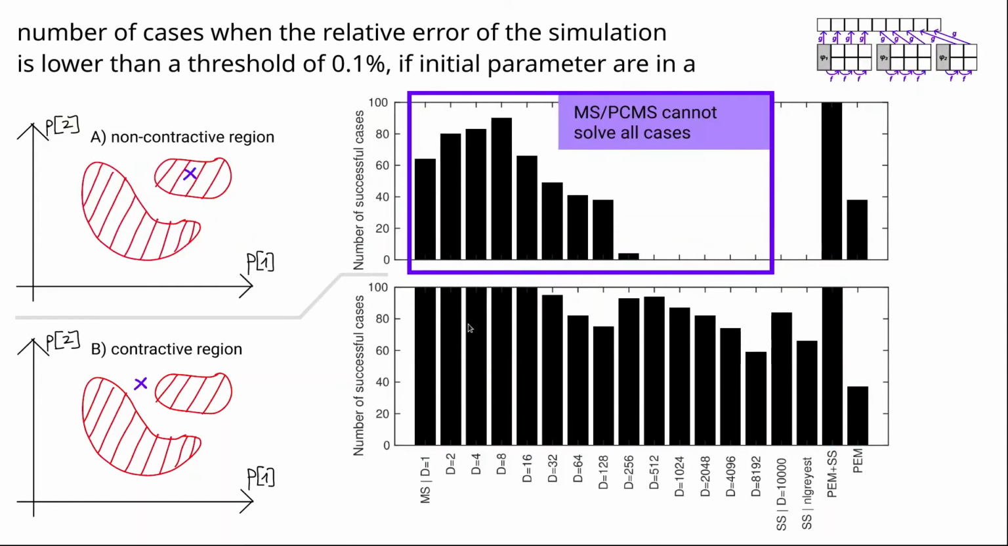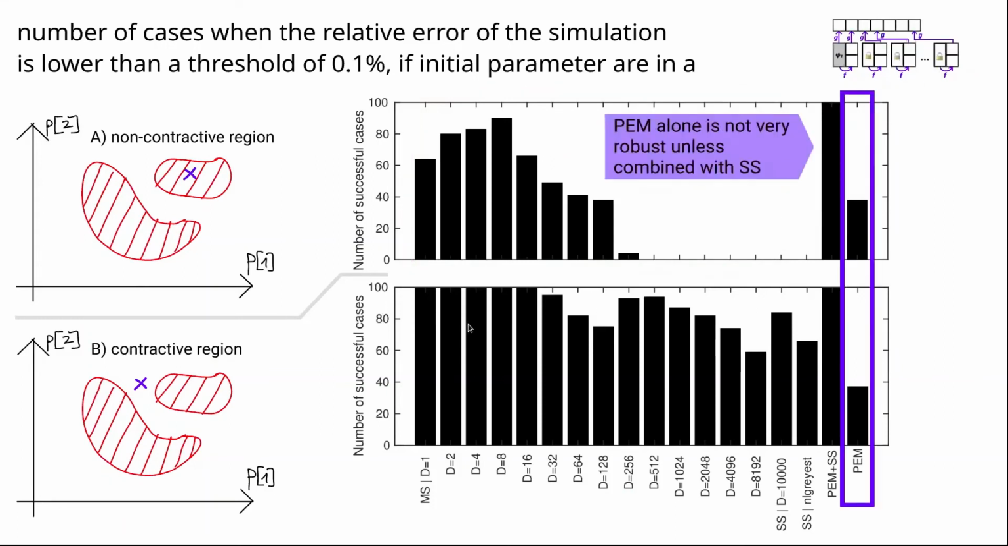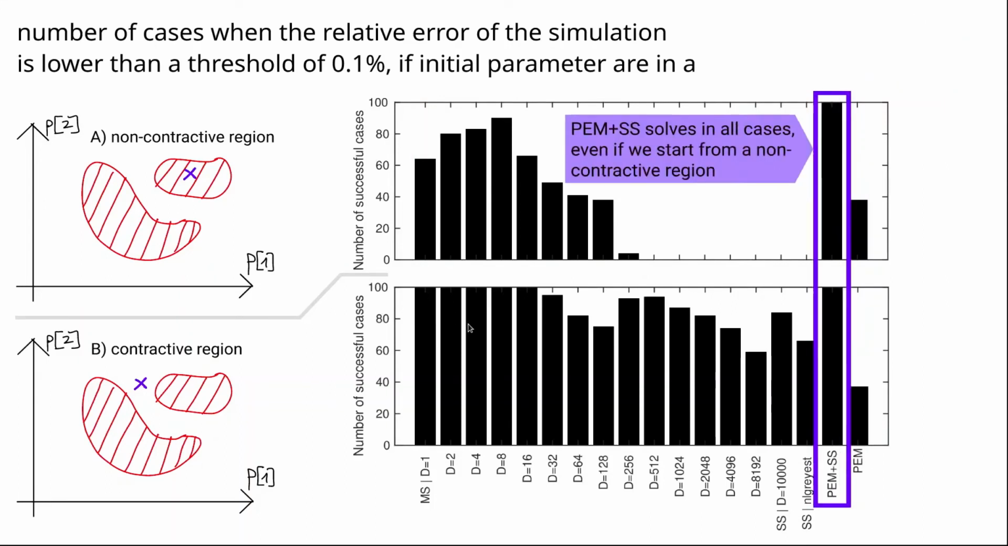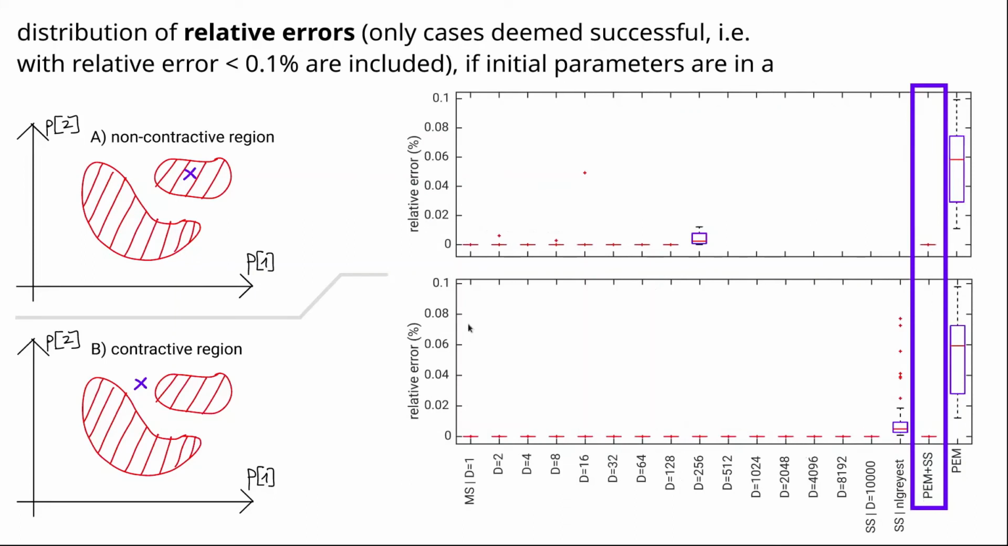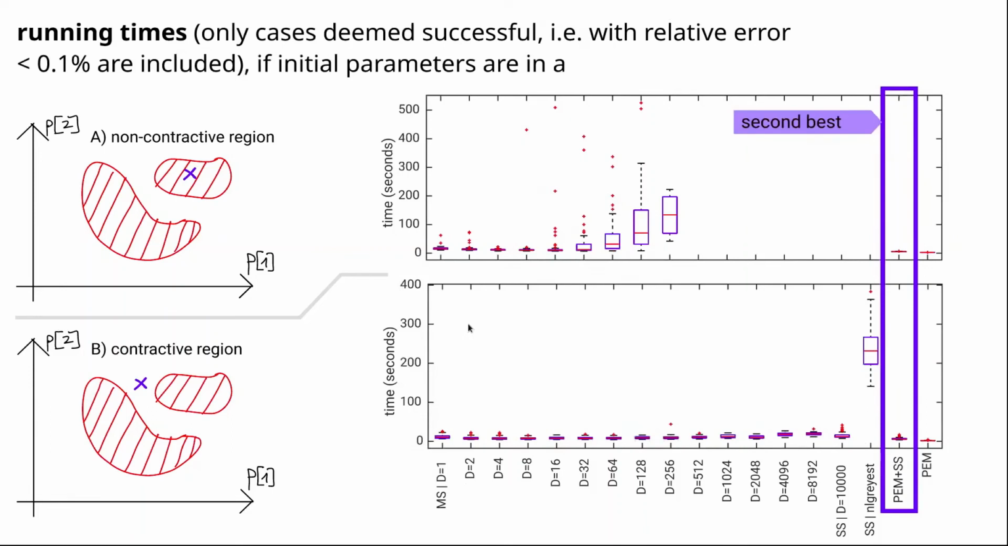And what we can see is that the multiple shooting type methods cannot solve all the cases. On the other hand, PEM alone is not very robust unless combined with single shooting. If we combine it with single shooting, then it solves in all cases, even if we start from a non-contractive region in the parameter space. And it has competitive relative errors, and with respect to running times, it's also the second best, the first being PEM, which is not accurate. So it's better than the multiple shooting type methods.